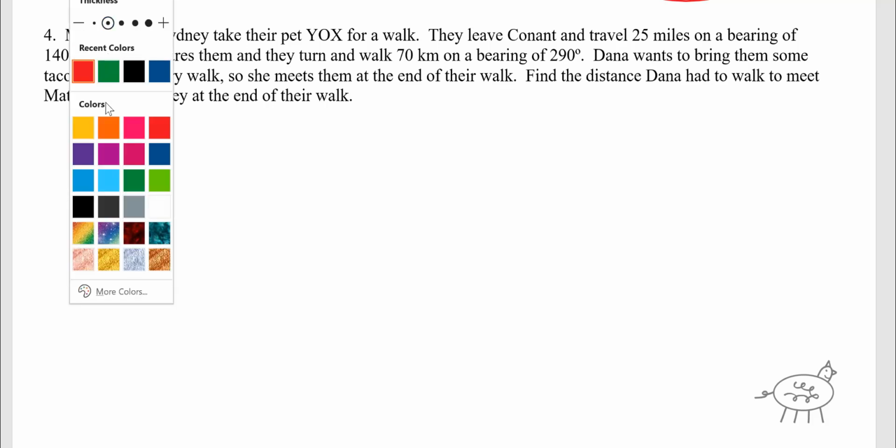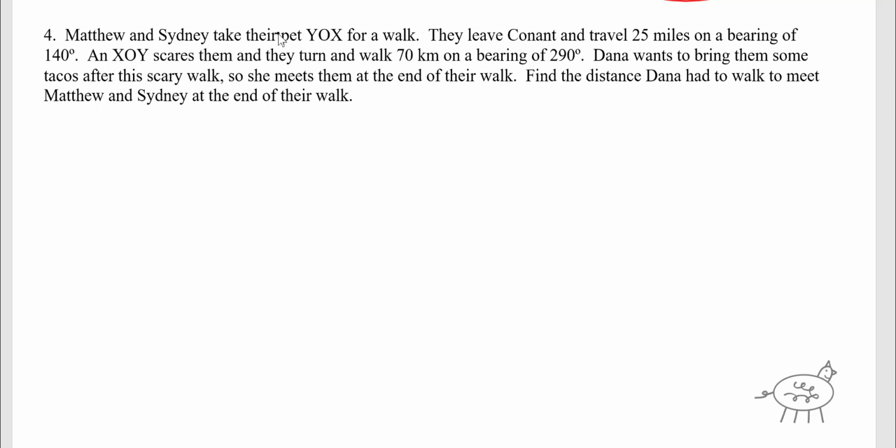Okay, so let's start out here with a bearing line. All right, so here we go. There's a bearing line, and it's 25 miles on a bearing of 140. Well, 90 is right to the right, so 140 is like this. So that is 140 degrees. Okay, and they're traveling 25 miles.